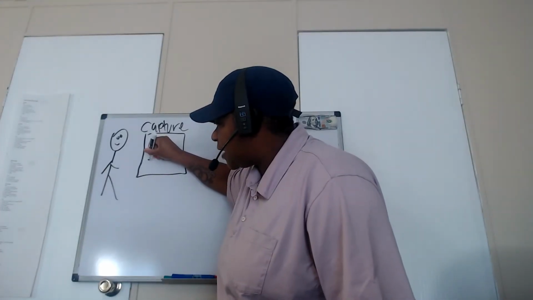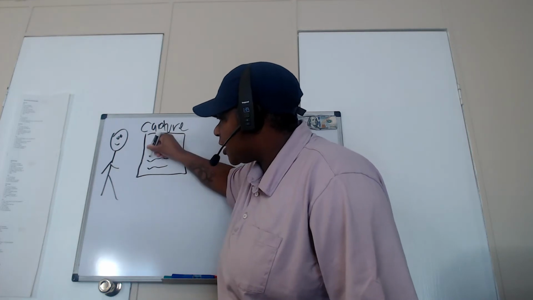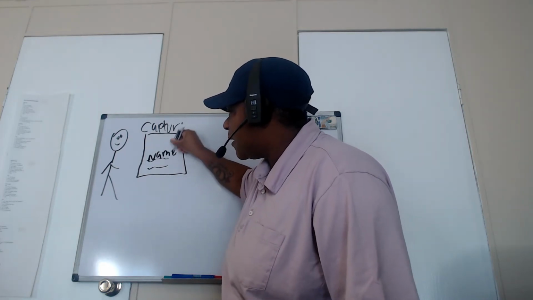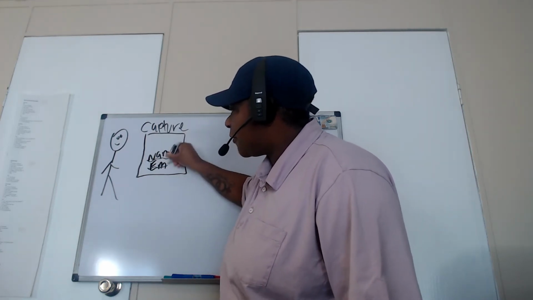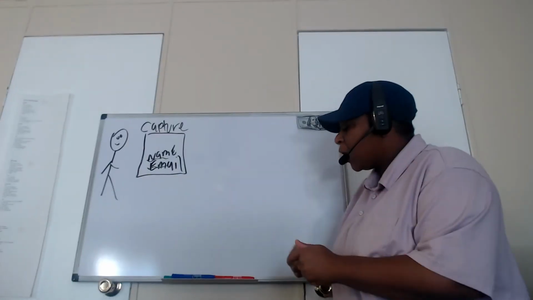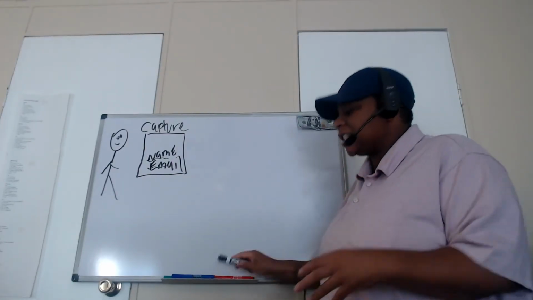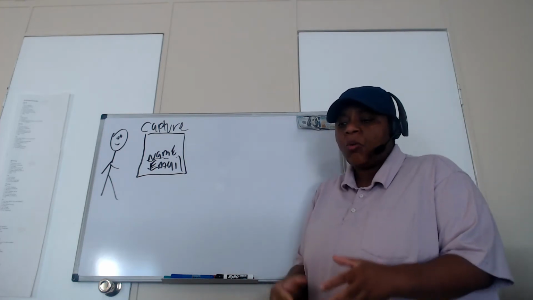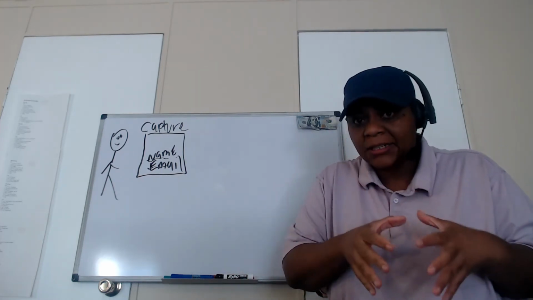So this person is going to give you their name and their email address. Now, why are they going to give that? This is the part that gets into why it's called a lead magnet funnel.